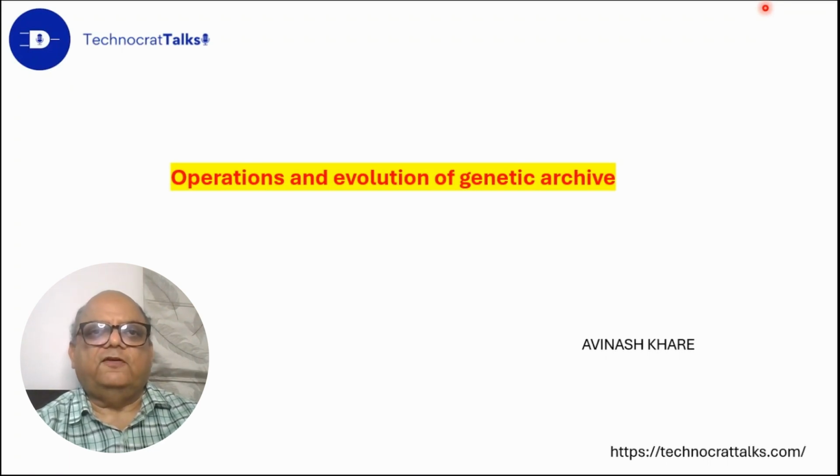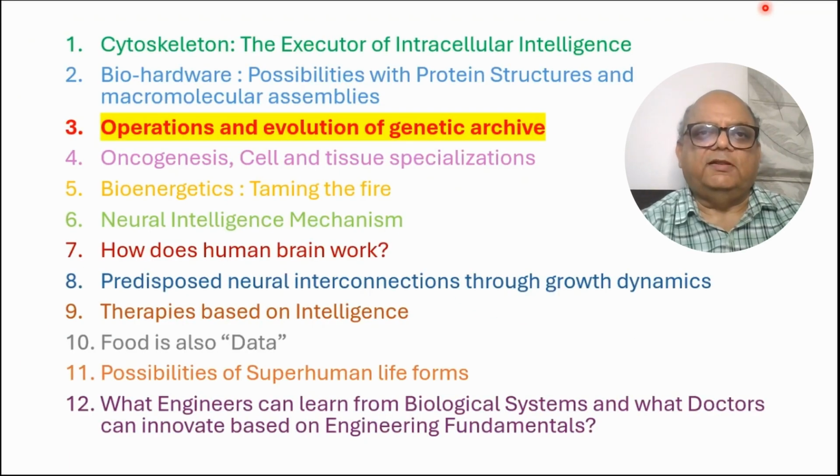In the previous talks, we have talked a little bit on wonderful properties of the cytoskeleton, followed by the wonderful properties of biological hardware, that is, proteins, the kind of possibilities and functions which it can result into at molecular level. And the biggest part is that it is encodable and reproducible. So, closely related to proteins is today's topic, that is operations and evolution of genetic archive.